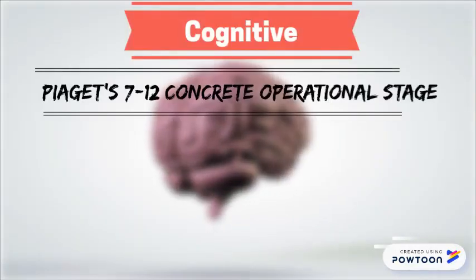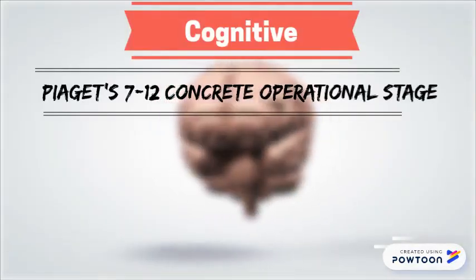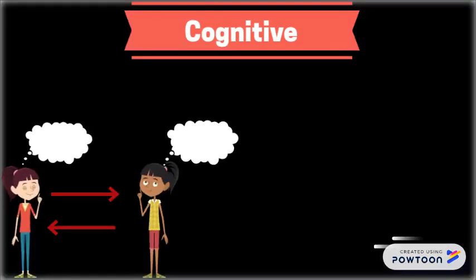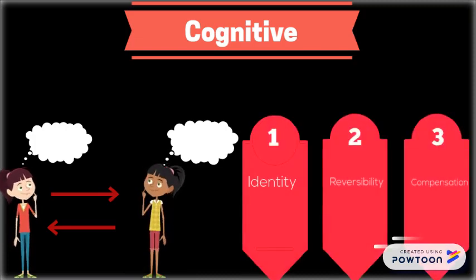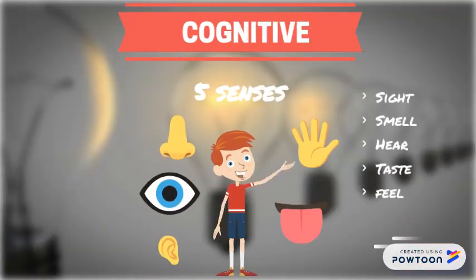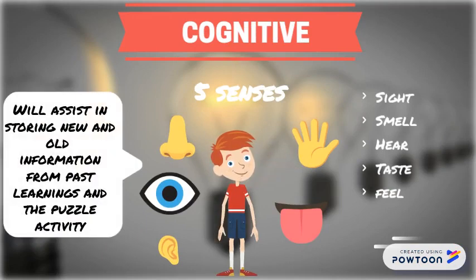Piaget's 7 to 12 years old concrete operational stage involves the ability to see others' point of views, to operate logically on surroundings, and the ability to understand the 3 conservation principles: identity, reversibility, and compensation. Retrieval of processes and sensory memory will allow the 5 senses to register and store new and old information, and to encode in storing for long-term memory.